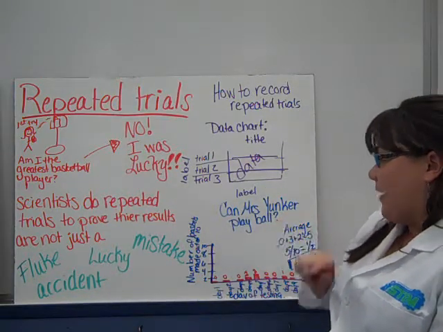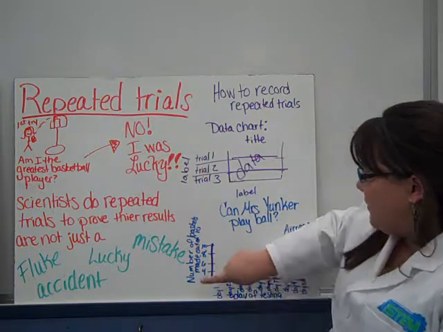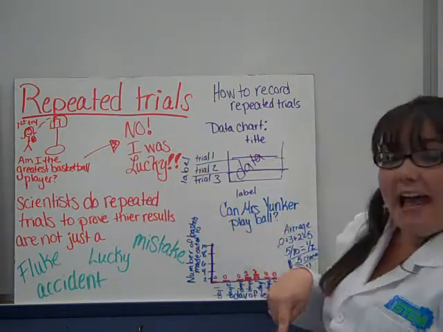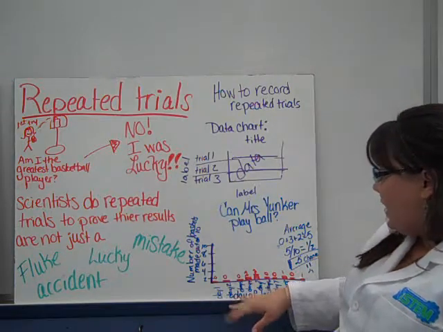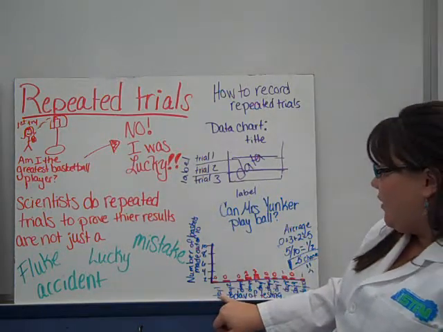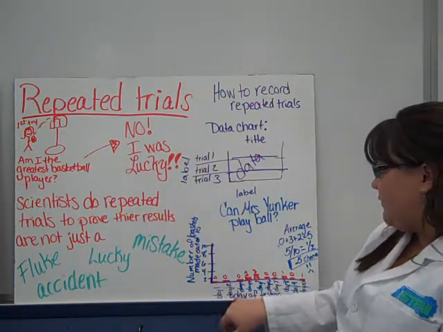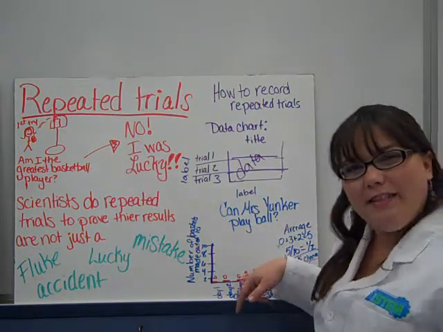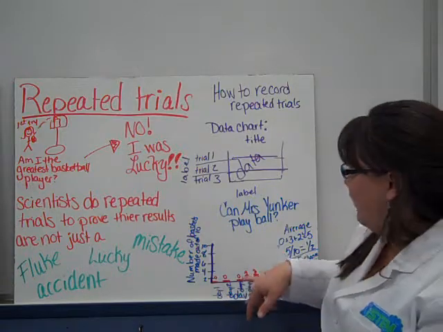Can Ms. Junker play ball? Yeah, we all know the answer is no. So my label at the side is number of baskets made out of 10. Down at the bottom is the day of testing. So day 1, I didn't shoot any hoops. Day 2, I didn't shoot any hoops. Day 3, I didn't shoot any hoops. You guys see a trend? Do we see something that's happening often?